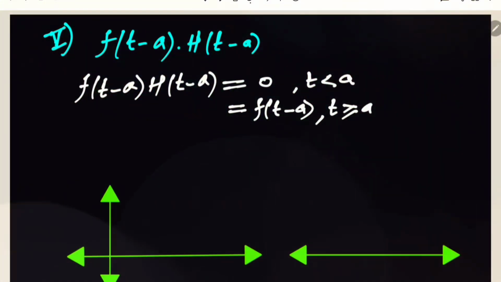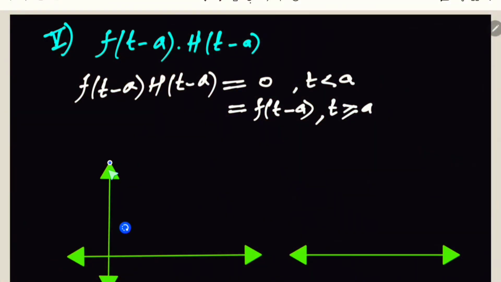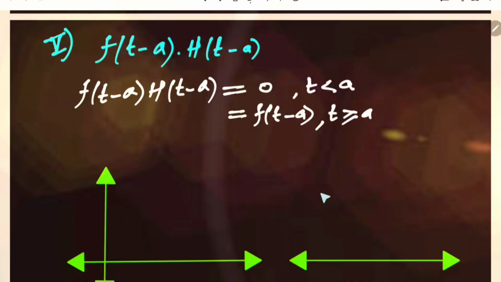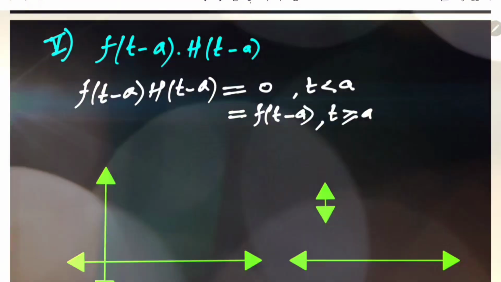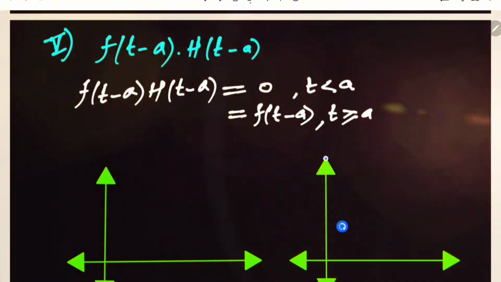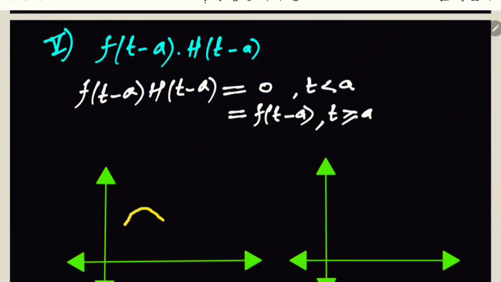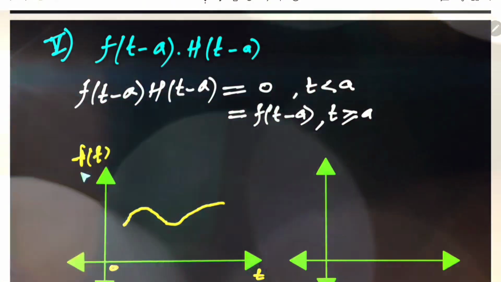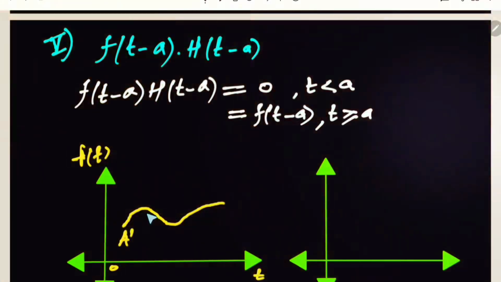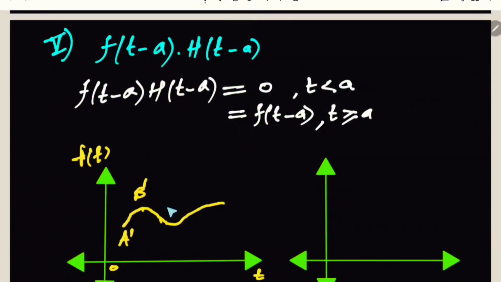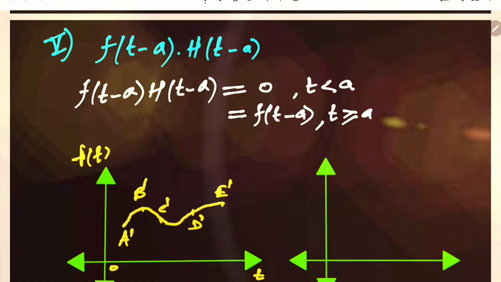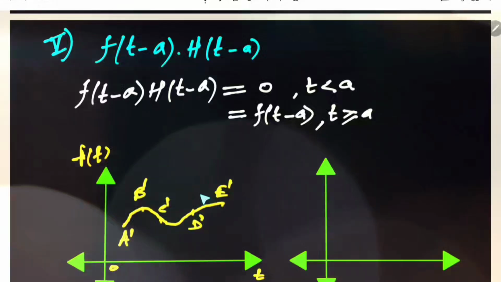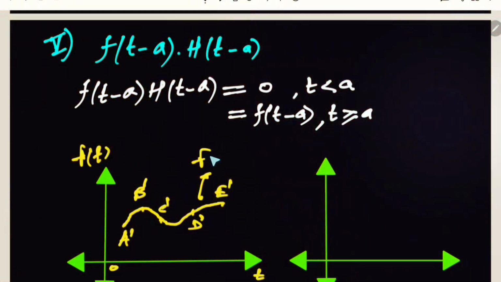that curve of f of t we have to shift by distance a, means each and every point we have to shift towards right by distance a, and the second figure is h of t minus a, means displaced unit step function. Therefore, this is f of t minus a. Therefore, these points we call as A dash, new point B dash, C dash, D dash and E dash. Every point is shifted towards right by a distance a. That is the meaning of f of t minus a.